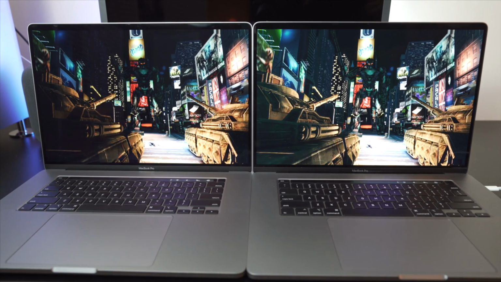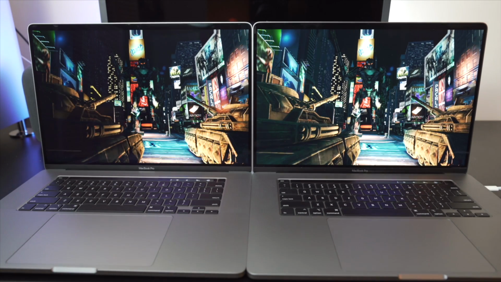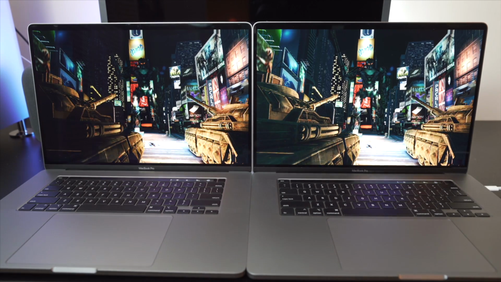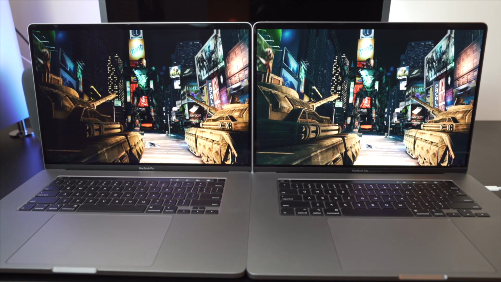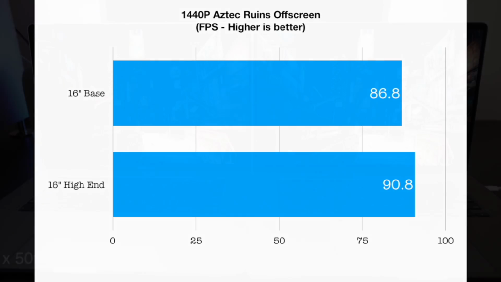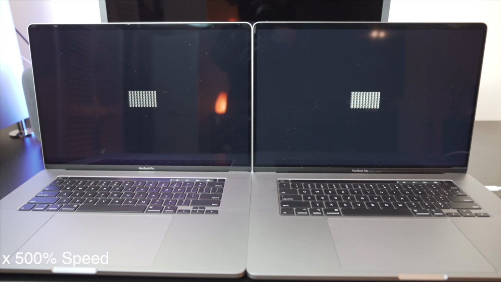First up, we have our GFX metal test, which is a pretty long and stressful test for the computers. It takes several minutes to complete, but gives a more in-depth picture of how well the processors and mainly the graphics cards are performing. Out of a multitude of tests, on our 1440p Aztec Ruin test, we see our base model scored a respectable 86.8 frames per second, while the fully spec'd 5500M with 8GB of memory came in at 90.8 frames per second, showcasing about a 5% increase in performance.